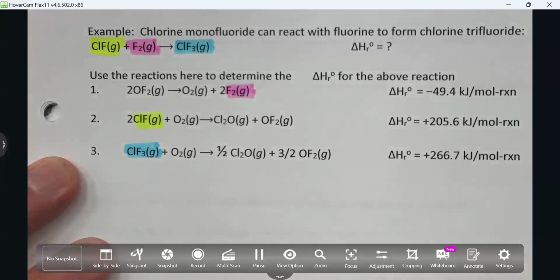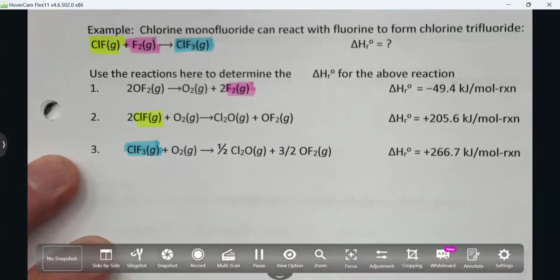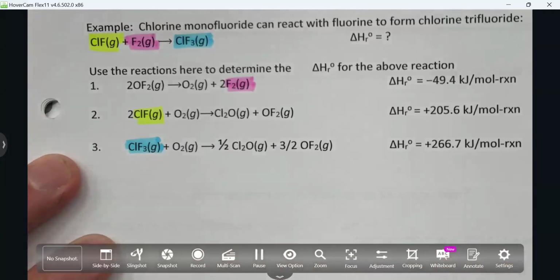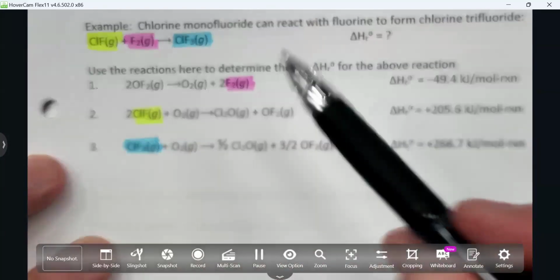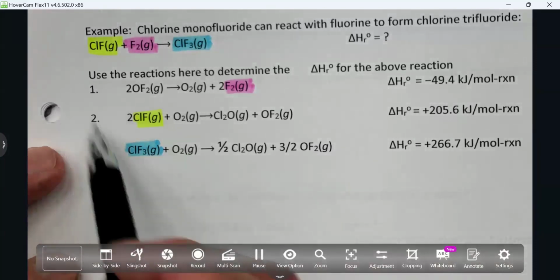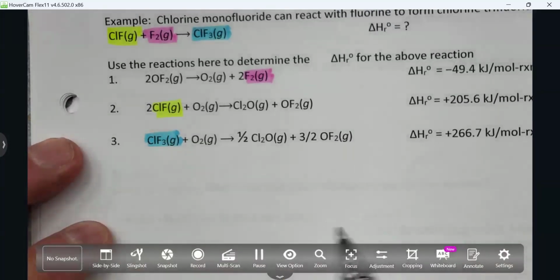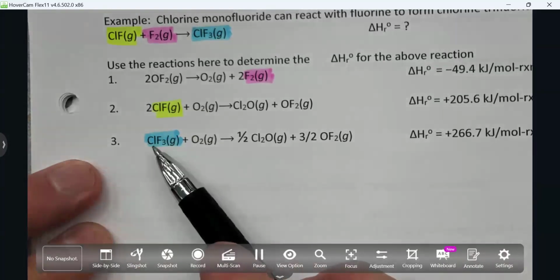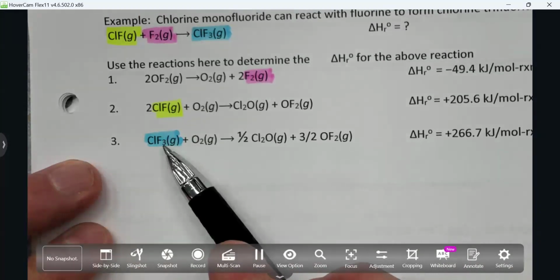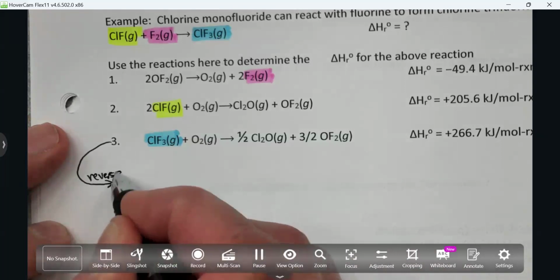Now, one thing you haven't seen me do, you could divide these as well. So let's see what we get here. I always start with the third one, because if you start with the bottom one, you're not crossing your arrows. So the bottom one, we need to reverse that. Yes, we need to get chlorine trifluoride on the other side. So for number 3, we need to reverse this.